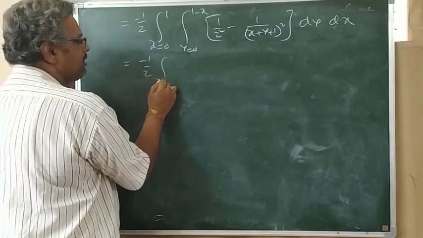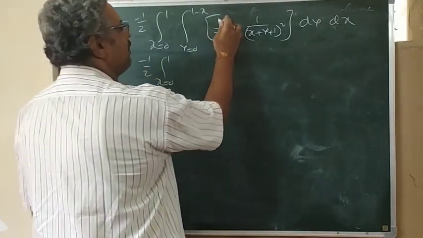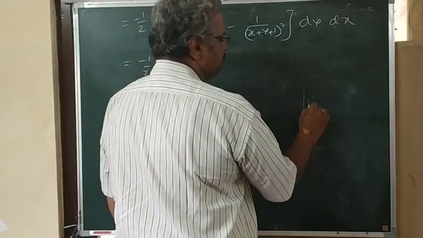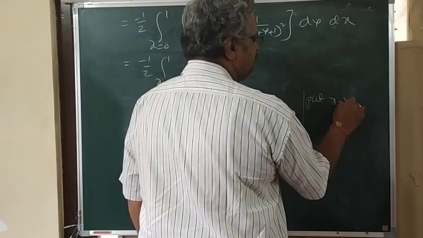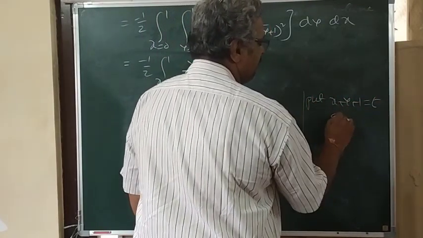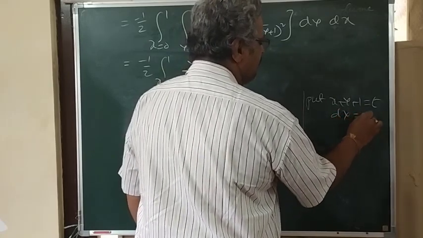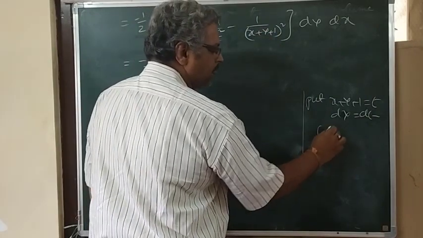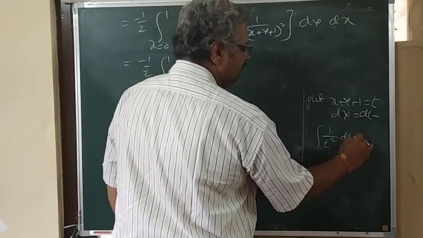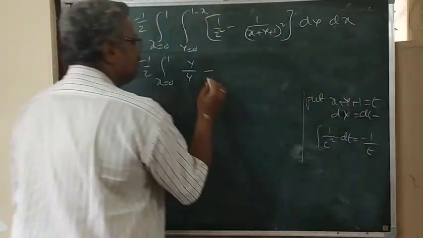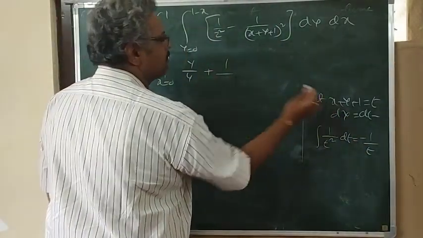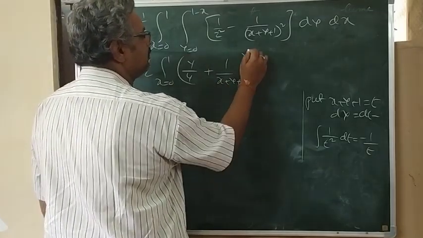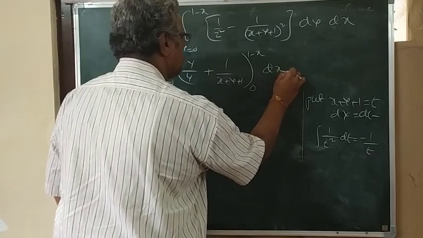Minus 1 by 2, x is 0 to 1, integral 1 by 4 is nothing but y by 4 minus... put x plus y plus 1 equals t, dy equals dt. Here integrating with respect to y. So now this integral becomes 1 by t square dt, which is nothing but minus 1 by t. Minus or minus plus 1 by t is nothing but x plus y plus 1. Now limit 0 to 1 minus x dx.